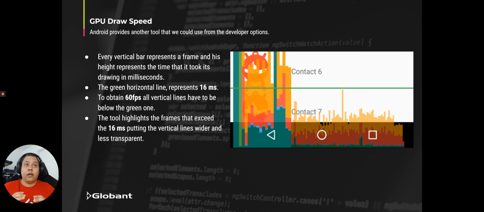And if we want to get a fluid app with a render speed of 60 frames per second, we want our vertical bars to all be below those 16 milliseconds. The vertical bars that are above that limit, or that horizontal green line, are going to be represented on the screen by a wider bar, and also a less transparent color, contrary to the ones that are below the 16 milliseconds limit.